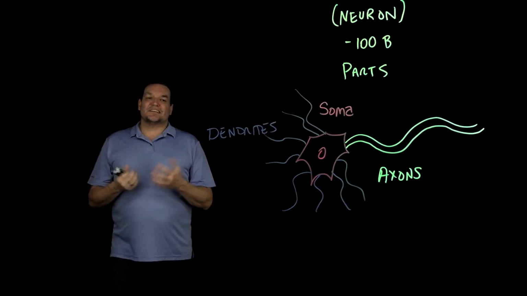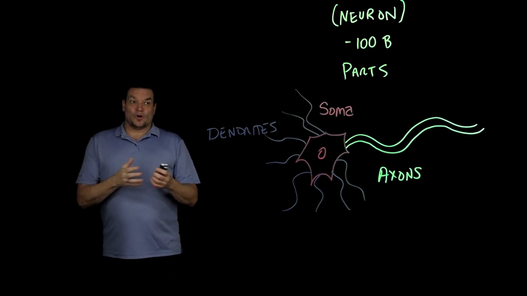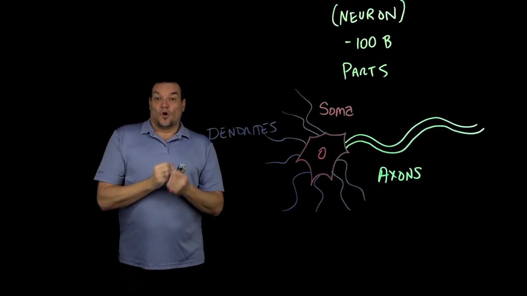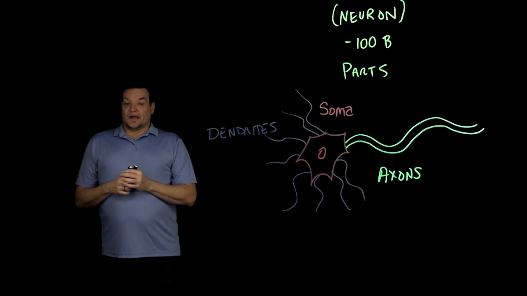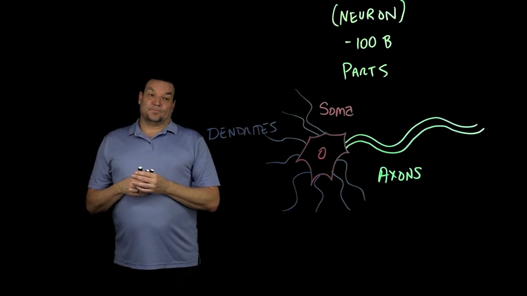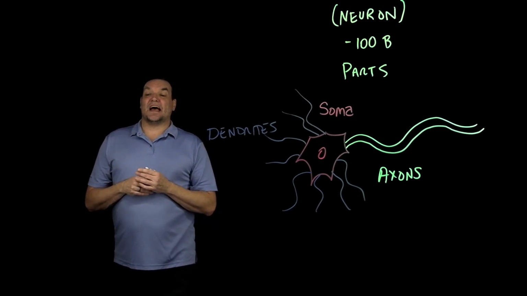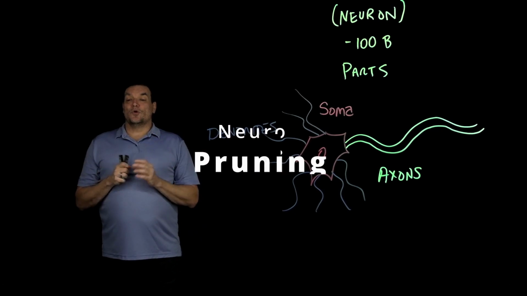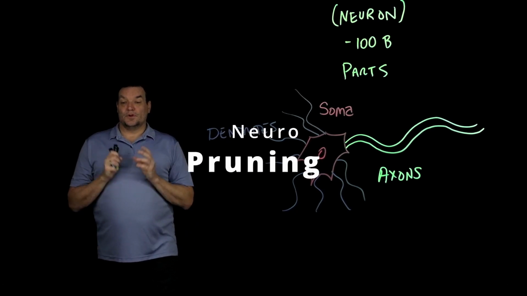So the process by which, as you get older, dendrites get trimmed or atrophy is actually a good thing. Some neuroscientists refer to this as neuropruning.